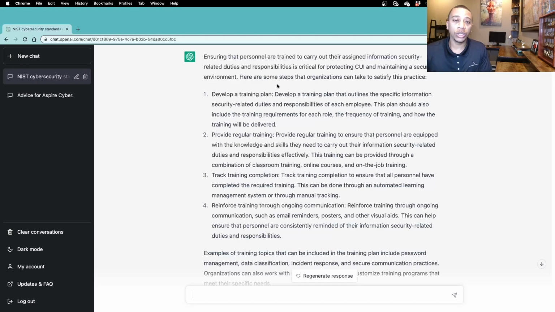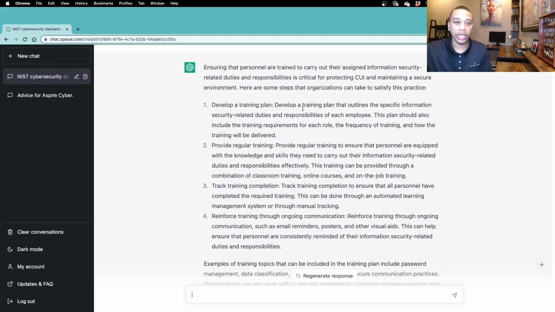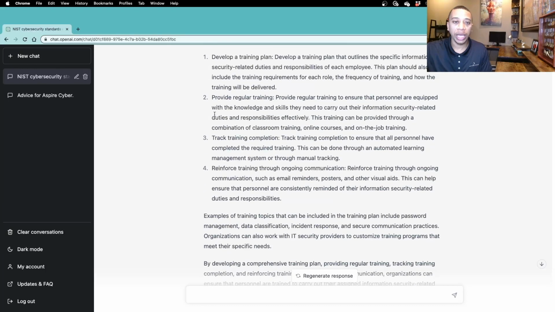So for this practice, we want to ensure that personnel are trained to carry out their assigned information security related duties and responsibilities for protecting critical CUI. All right, so ChatGPT gives us guidance: develop a training plan, provide regular training, track. That's going to be important, tracking your training and completion. You want to ensure that you're tracking who's taking the training, when they completed it. For example, if you have in your policy that employees have to complete onboarding training and then training annually, you want to have those training records to show that employees are indeed completing that awareness training.